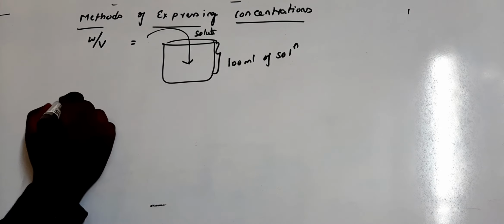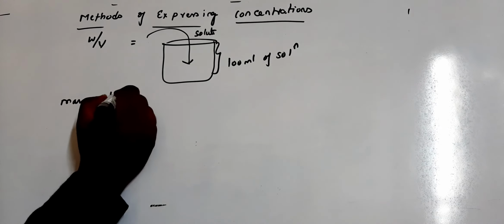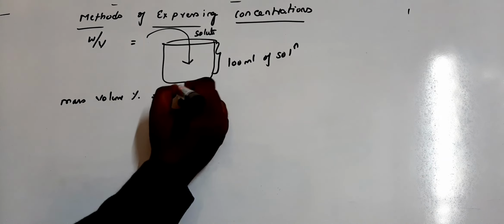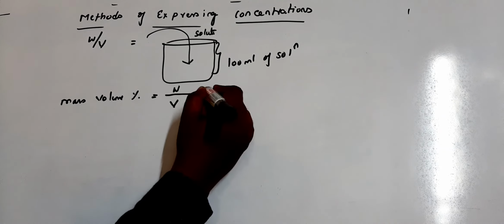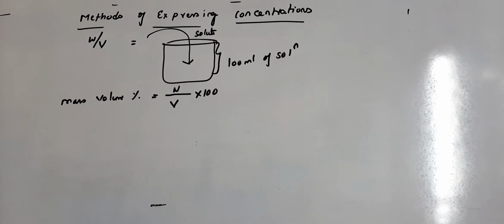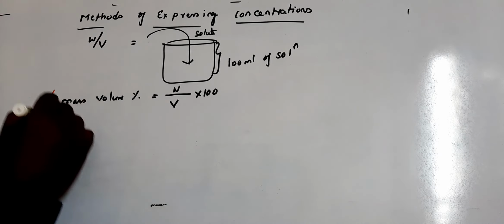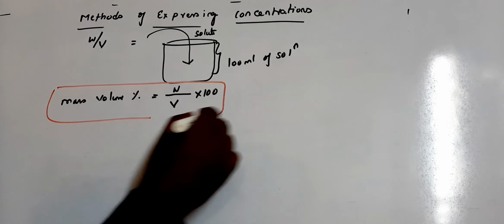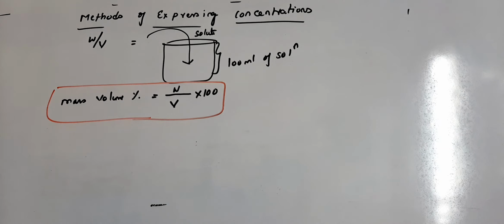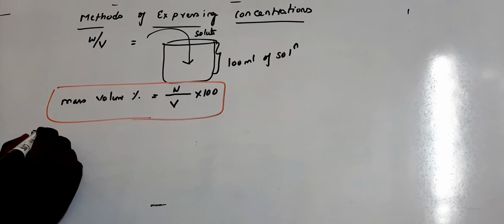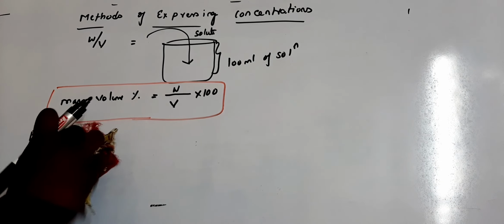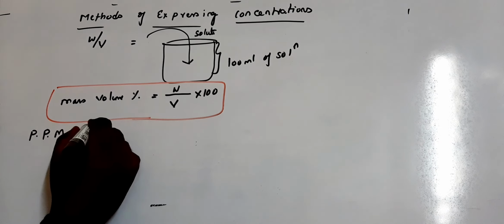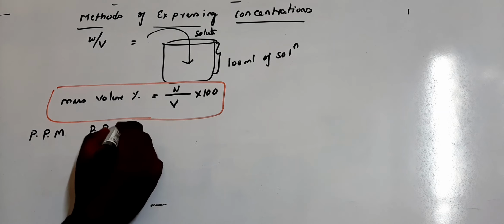That means mass by volume percentage is equal to mass of the solute by volume of solution into 100. Keep it in mind, my dear students, these are very important terms and will be helpful in the next problems. Next, parts per million, simply ppm, and in the last year or before last year they may also ask ppb, parts per billion.